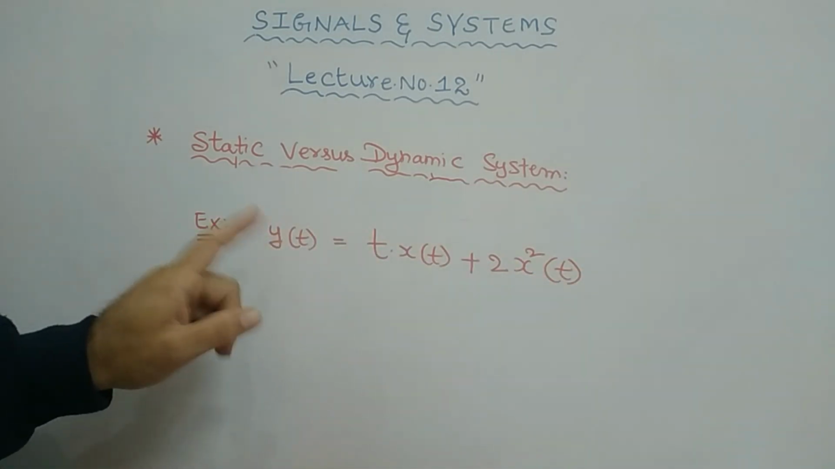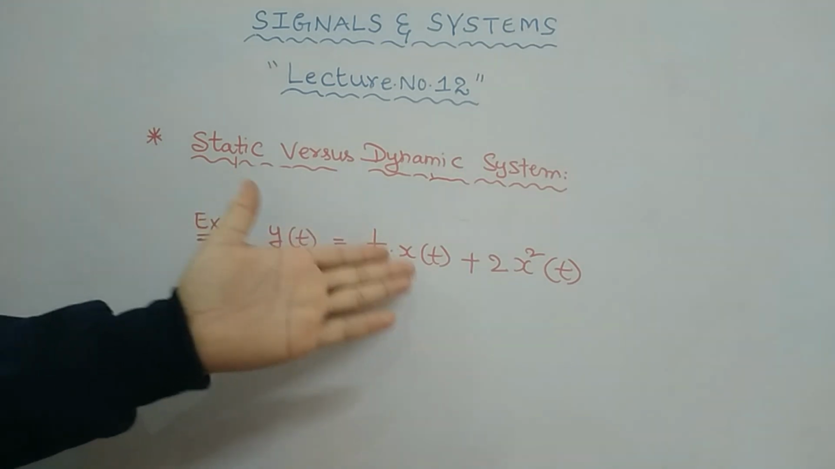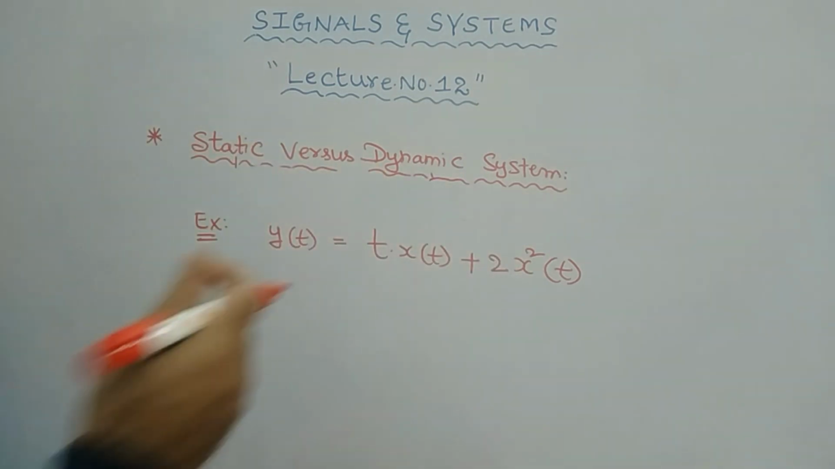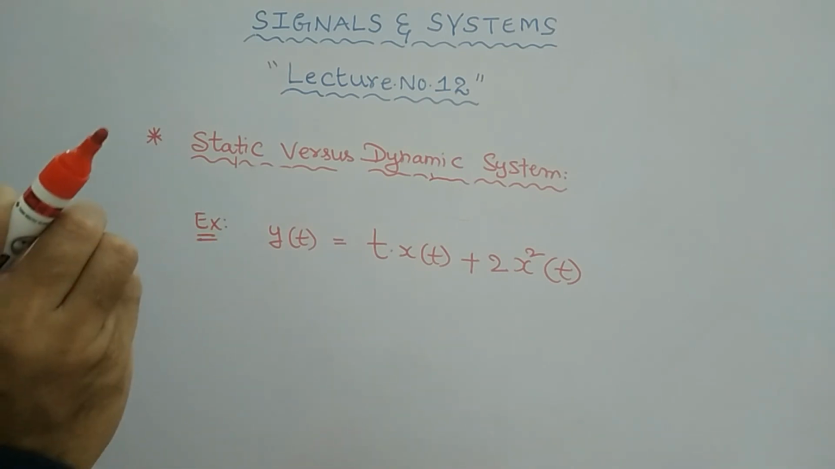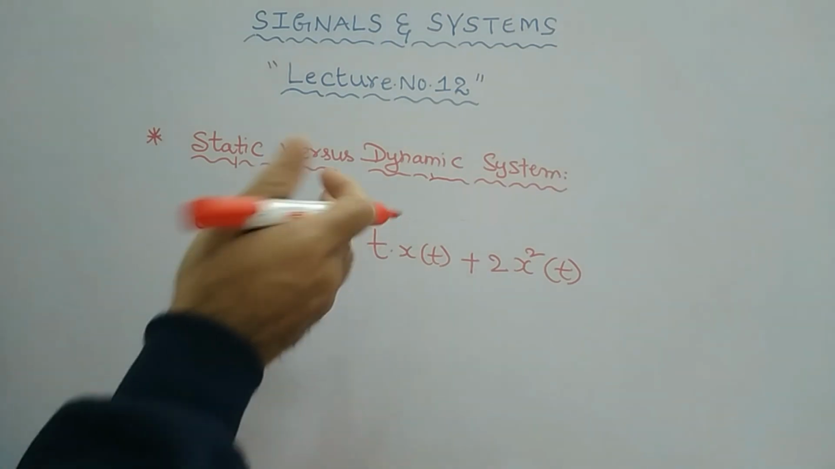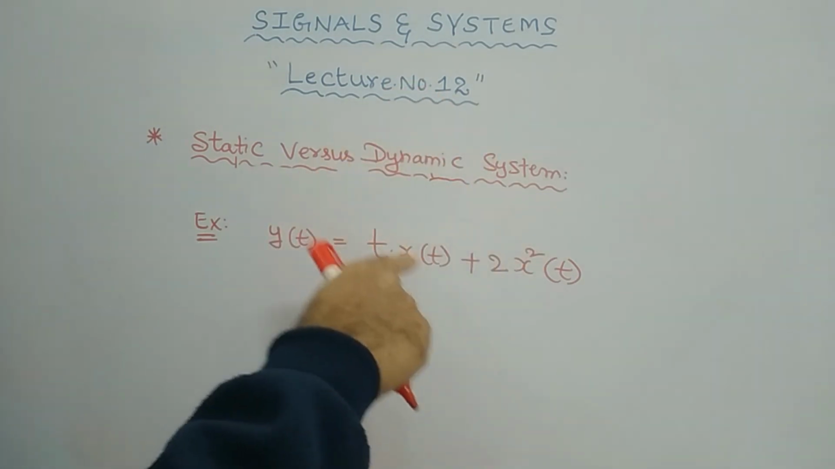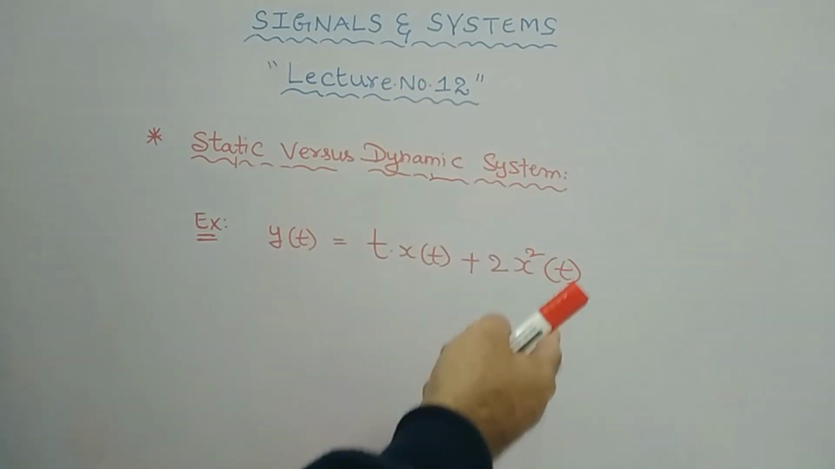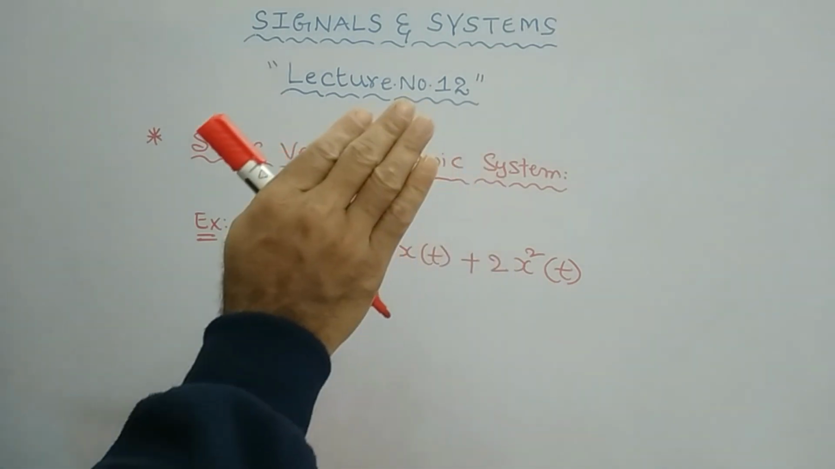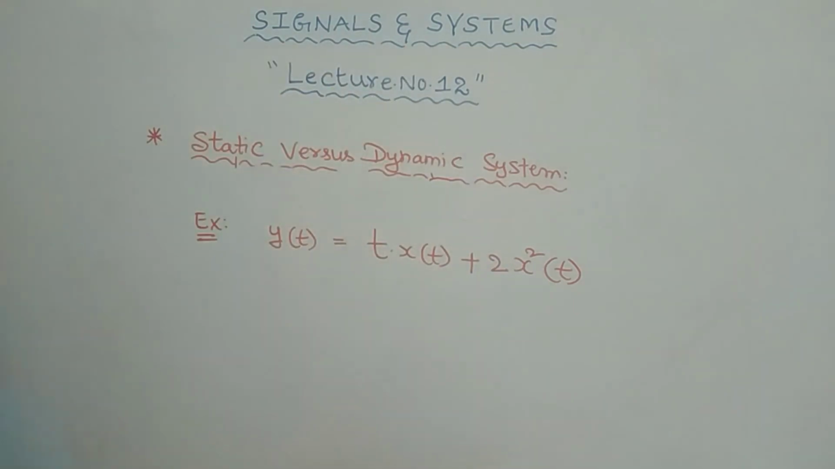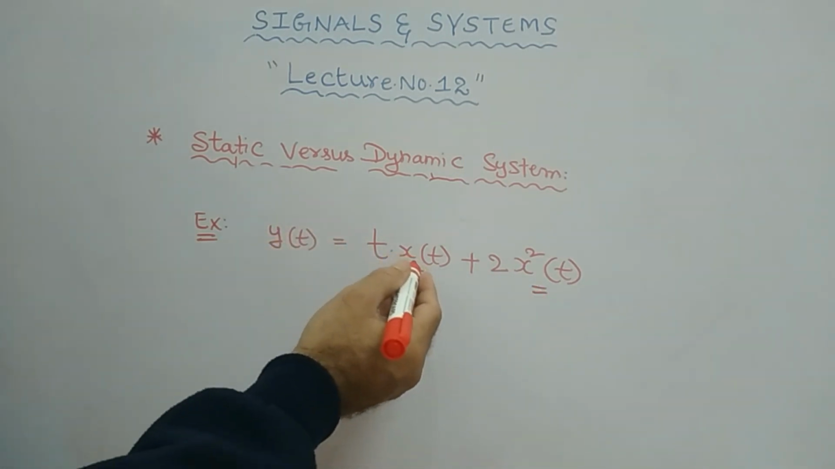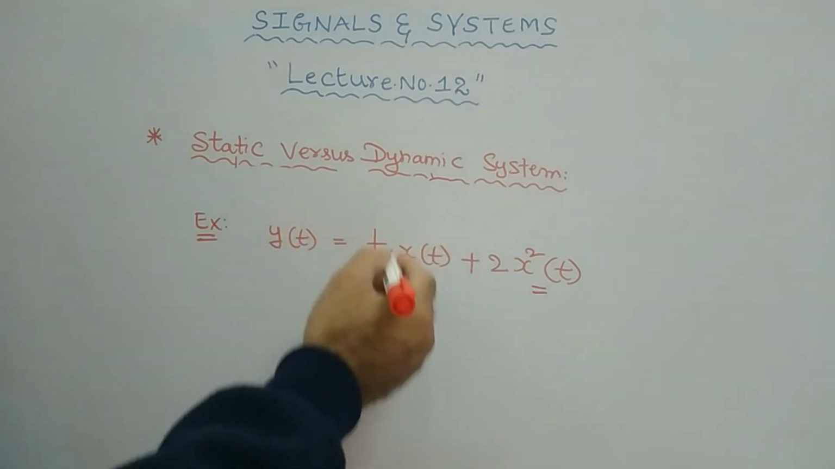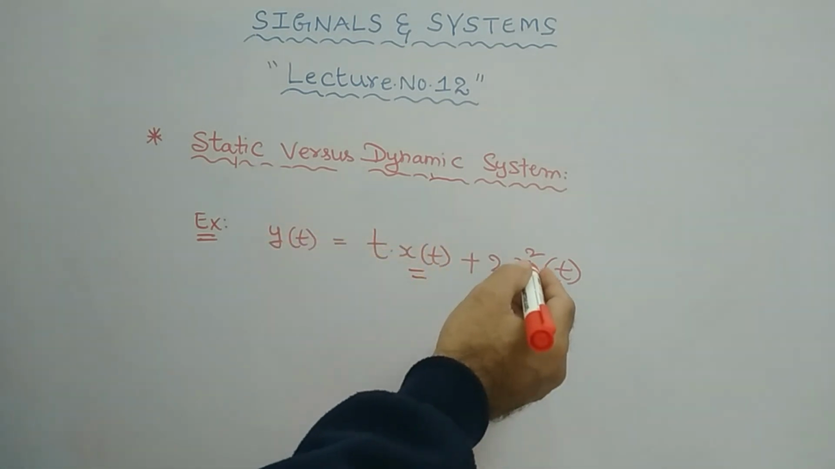My output y of t is equal to t into x of t plus 2 into x square of t. This is the expression I have. Now tell me what kind of system it is. Just recognize whether in the given expression there is any x of t minus 1 or x of t plus 1. If so, that is directly called a dynamic system. If you have only x of t values, the output expression is equal to the present input x of t and x square of t.